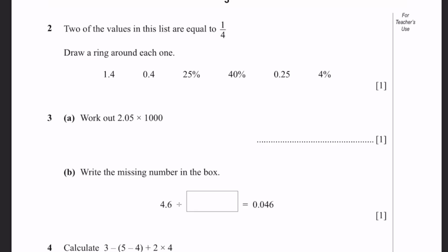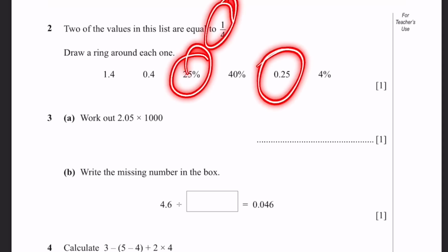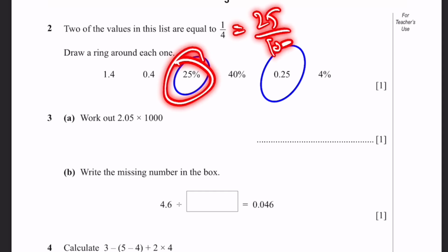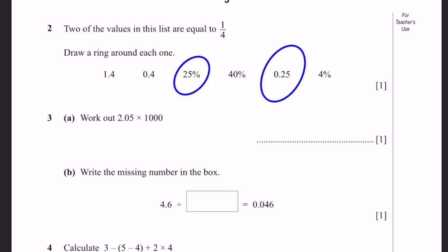Question 2. 2 of the values in the list are equal to 1/4. So adding a circle around each one. 1/4 is actually equal to 25% and 0.25. Why? 1/4 is equal to 25 by 100. That's equal to 25% and it's equal to 0.25.